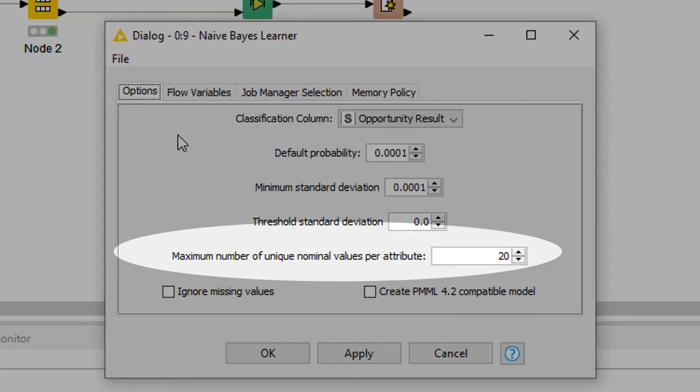Finally, we've got the maximum number of unique nominal values. So if you have, like you saw, the opportunity result was win-loss, there's only 2 values. You tell it at this point what's the maximum number of nominal values you want to keep, and then all the others would be considered obscure values and wouldn't be tracked with individual probabilities.